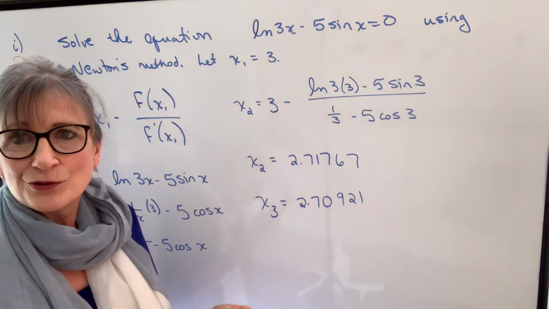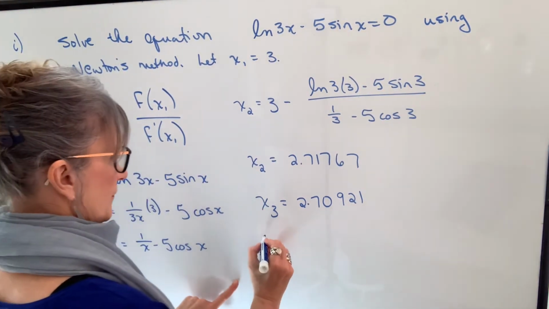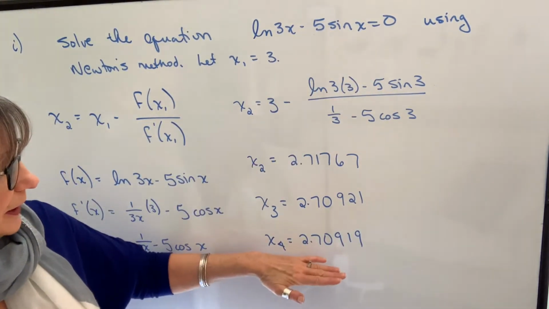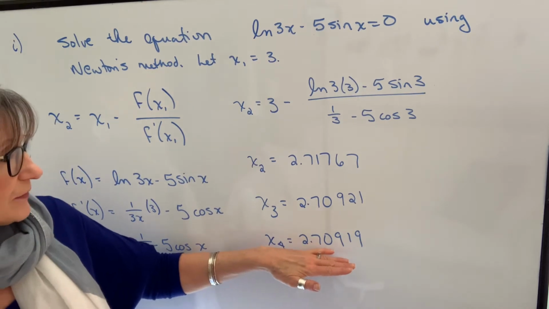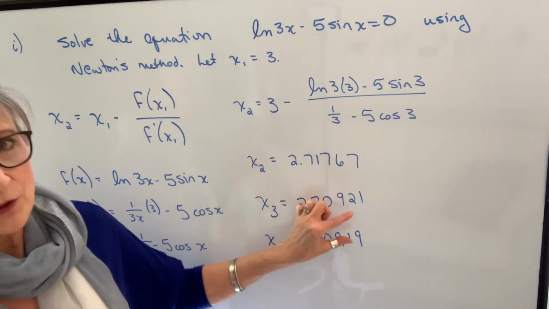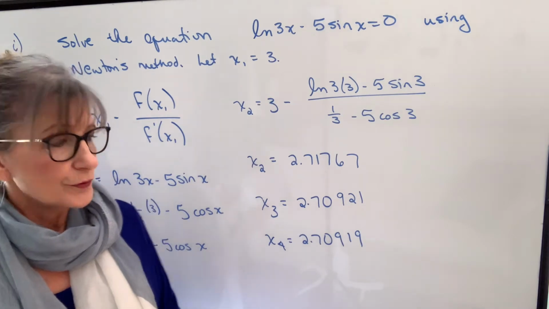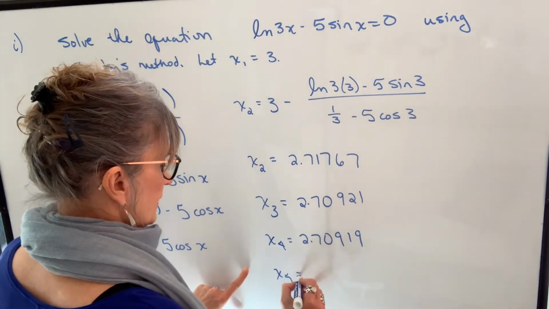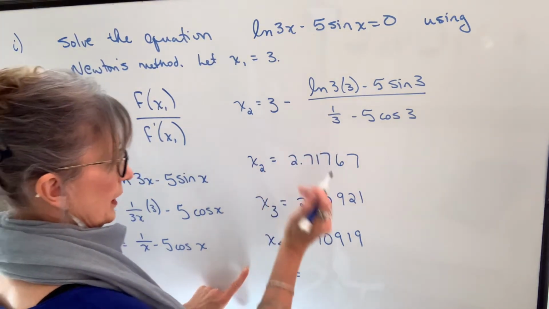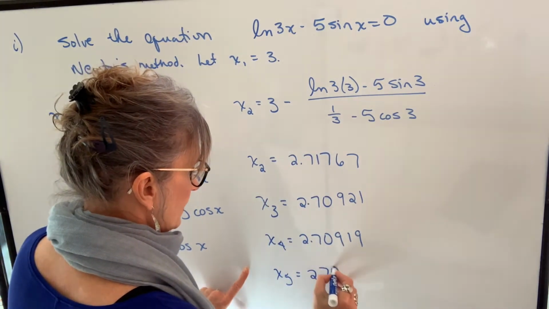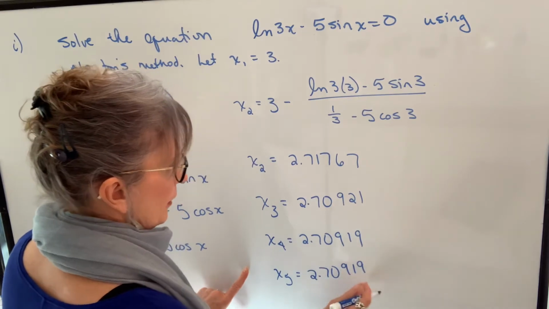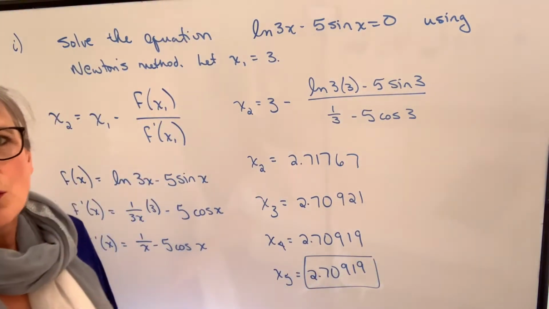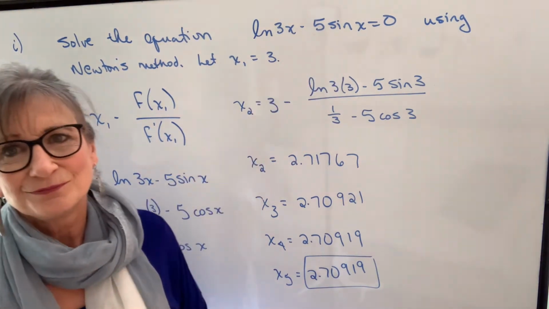So we're going to do the process again using x3. When I use x3 in this formula, I get a closer root, 2.70919. You can see we're getting very close to the root that we want, the accuracy that we want. So we repeat the process one more time using x4 in my formula, and we get 2.70919 rounded off to 5 decimal places again. So we know that this would be a solution or a root to this equation.